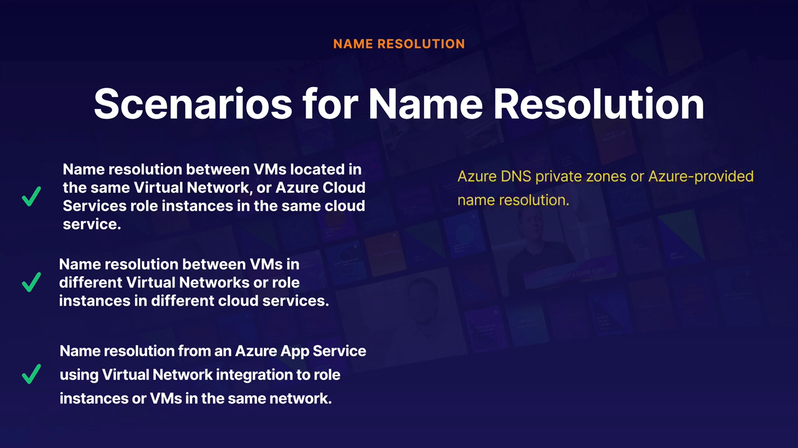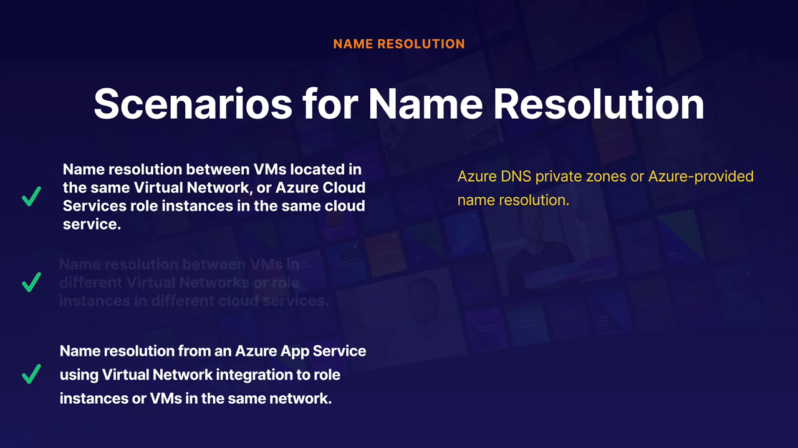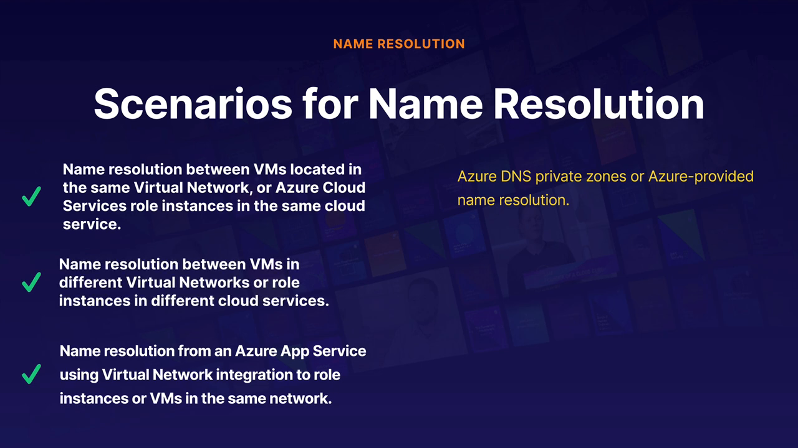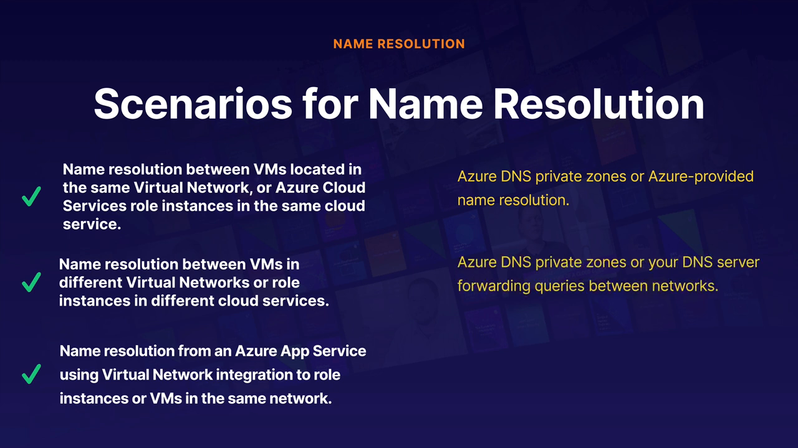And so for name resolution, by default, you'll have Azure provided, but you can also use DNS private zones for that as well. Your second scenario will be resolution between VMs in different virtual networks or role instances in different cloud services. And for that, again, Azure DNS private zones or your own on-prem or Azure hosted DNS server doing the request forwards.